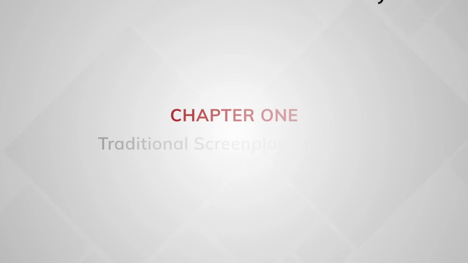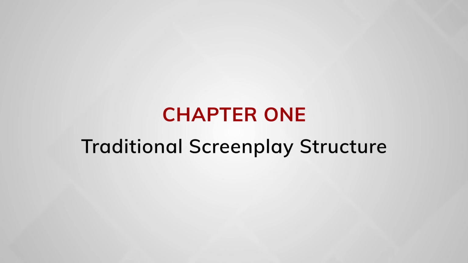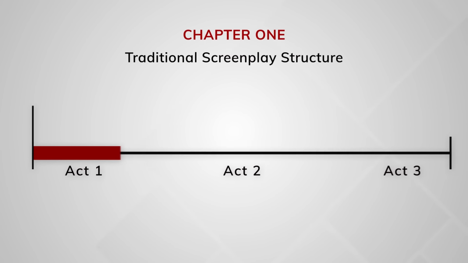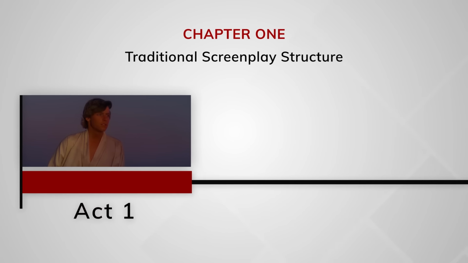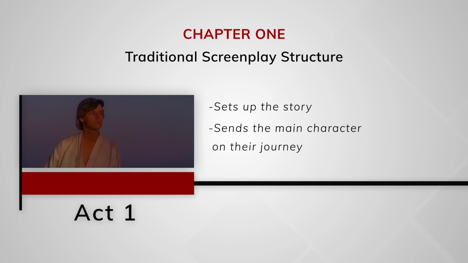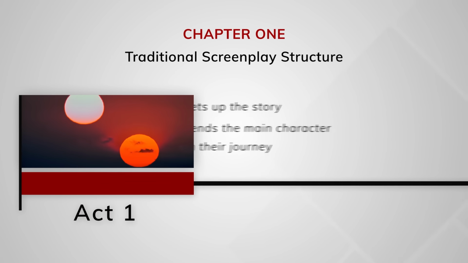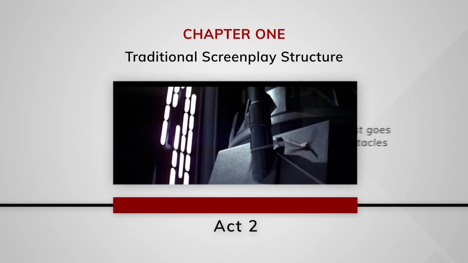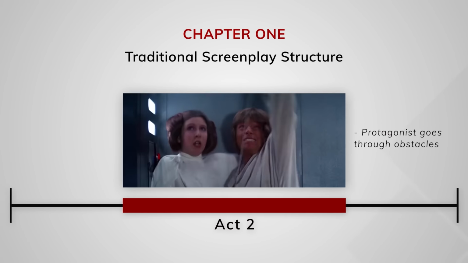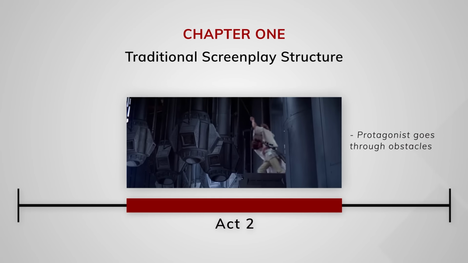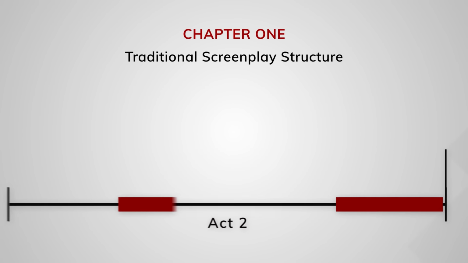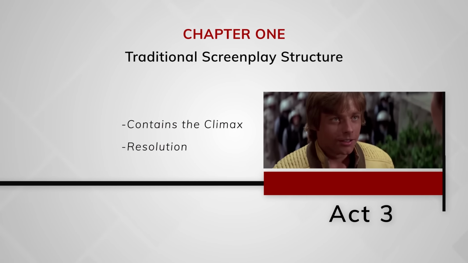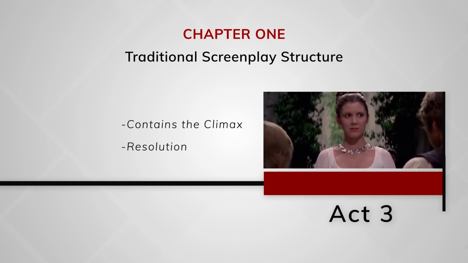Let's begin by reviewing traditional screenplay structure. Screenplays are traditionally separated into 3 acts. Act 1 usually takes around 25% of a screenplay. It sets up the story and sends the main character on his or her journey. Act 2 comprises about 50% of a screenplay and involves the protagonist going through various obstacles, learning, failing, and getting closer to their goal. Act 3 contains the climax, which is the highest point of conflict, and the resolution, where the story ties up loose ends.